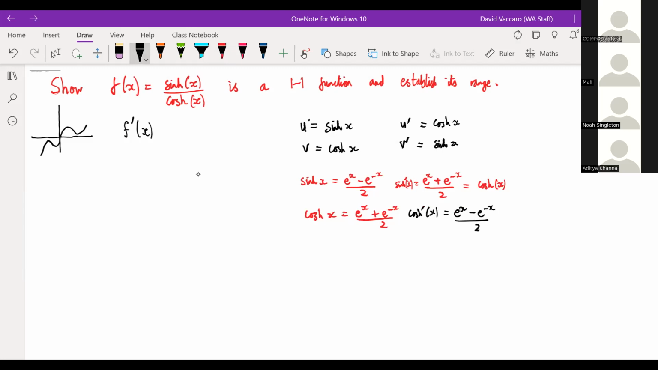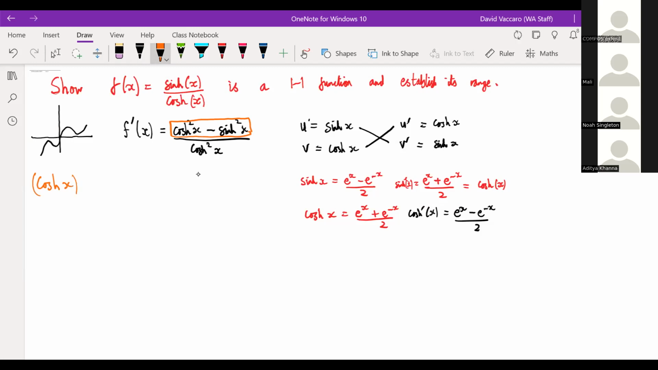We now do the quotient rule, so we do v u dash minus u v dash, so we get cosh squared x minus sinh squared x, all over cosh squared x. Now, if you're familiar with hyperbolic trig functions, this numerator you'll be able to process straight away, and it will just be a known identity. If you're not, we can always work with the exponential forms.